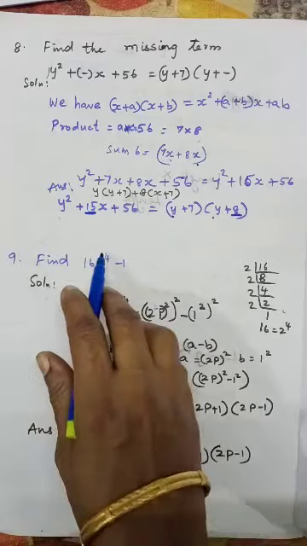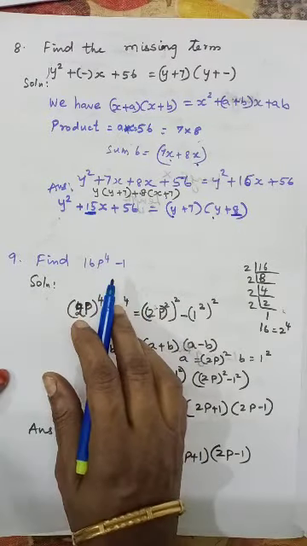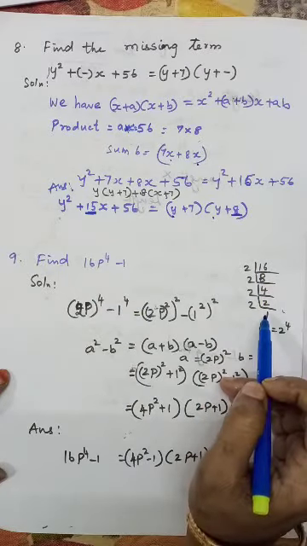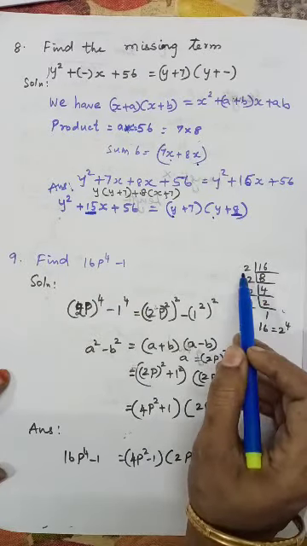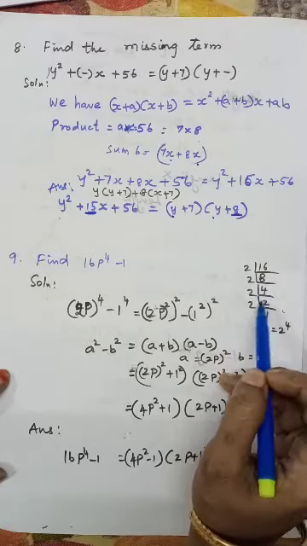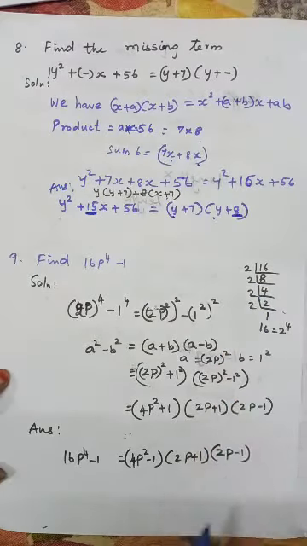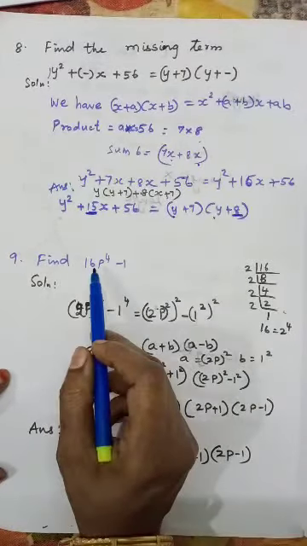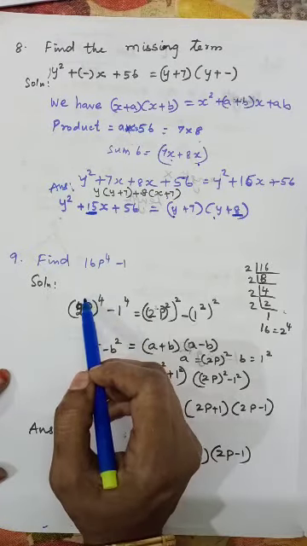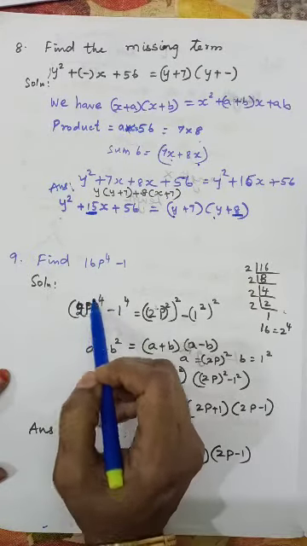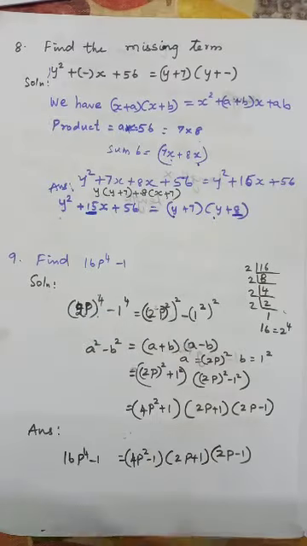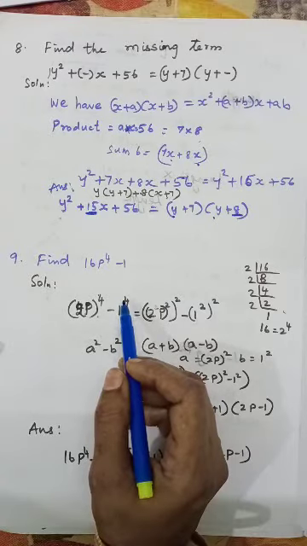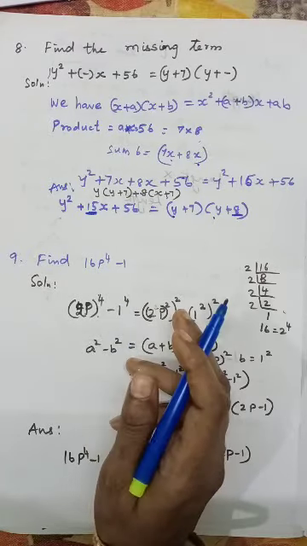Then you shall see the ninth problem. Find 16p power 4 minus 1. First, you take the LCM for 16. 2, 8, 16, 4 2s are 8, then 2 2s are 4, again 2 1 times. So 16 is 2 power 4, isn't it? So 2p we can write as p power 4, also we can write 2 power 4. So we can take common 2p, the whole power 4. Minus 1 power 4 we can take. How many times you multiply 1, it will come as 1 same.